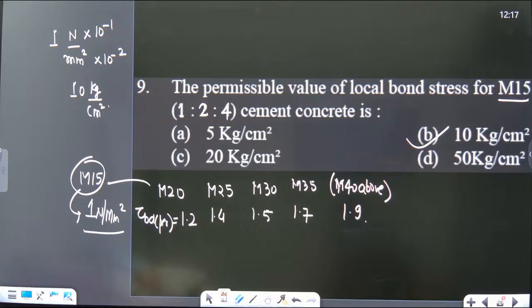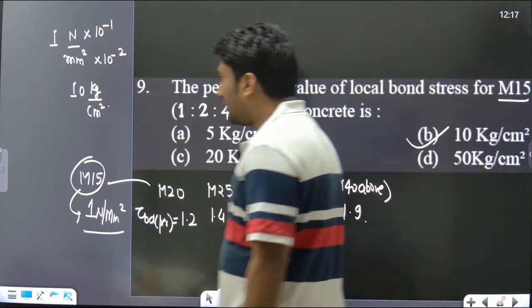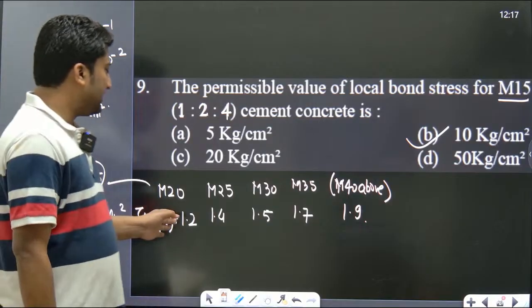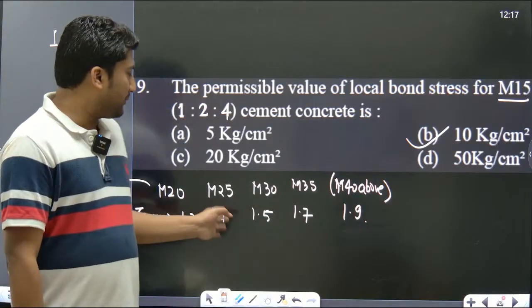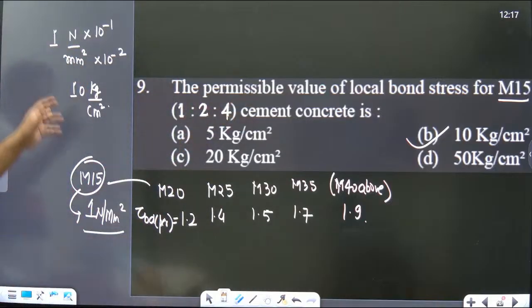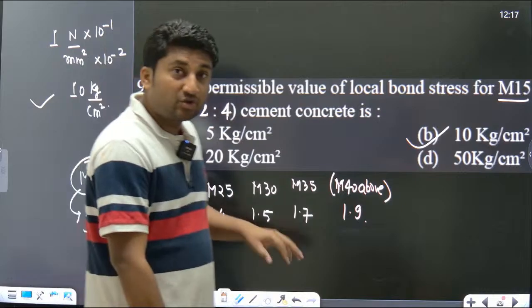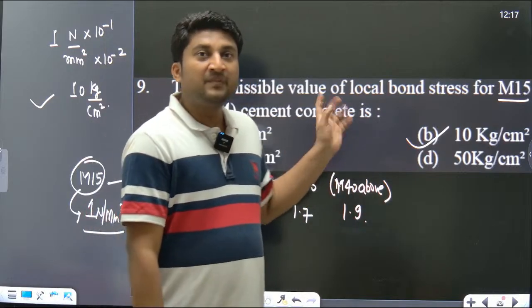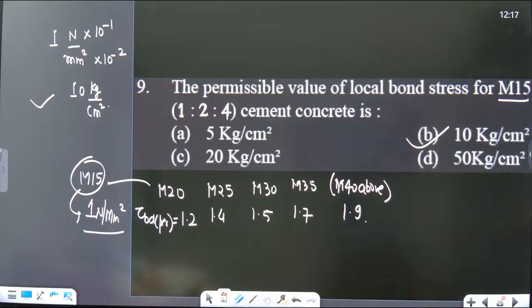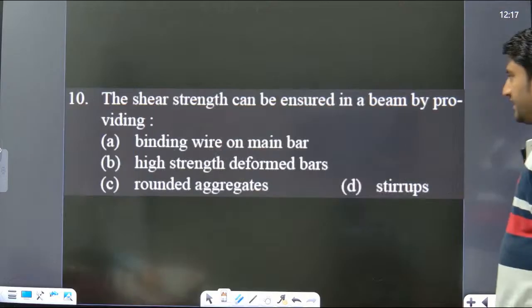Understood everyone? I hope it is clear. Most of the students will remember these values: 1.2, 1.4, 1.5, 1.7. In the question it was asked for M15. The M15 value is 10 kg per centimeter square, and we have converted it into kg per centimeter square. Understood everyone? Moving ahead with the next question.